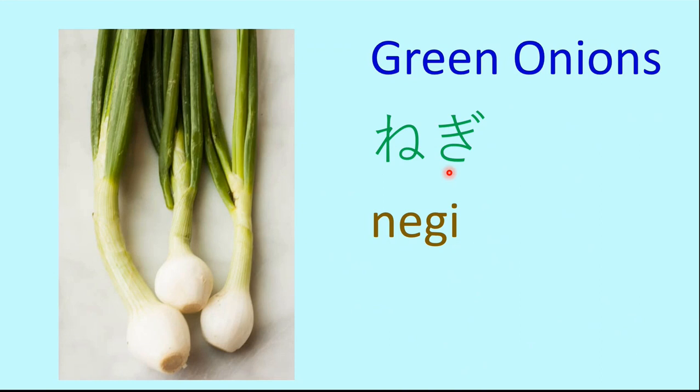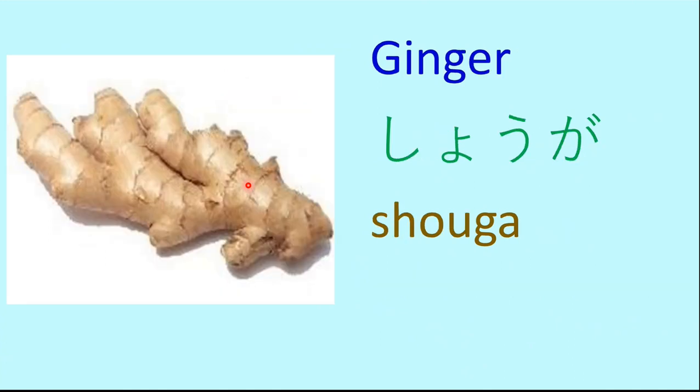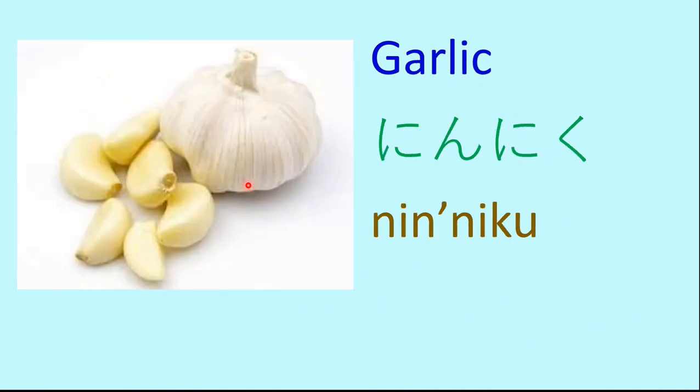Green onions or scallions, called negi in Japanese, negi. And the normal onions are called tamanegi. So tama means marble. So maybe because of the internal appearance, like a marble, it is called tamanegi. Ginger is called shoga. Shoga is ginger. And ninniku is garlic. Ninniku is garlic.